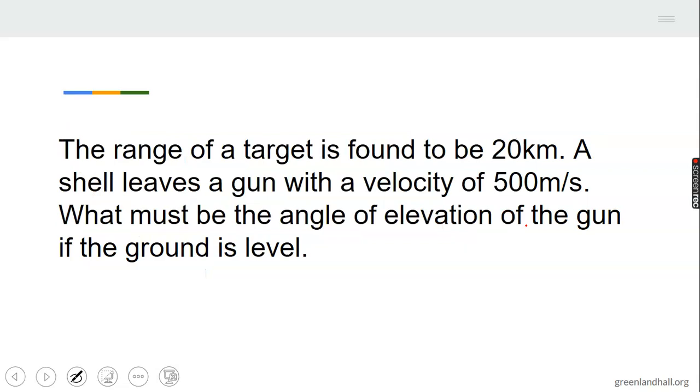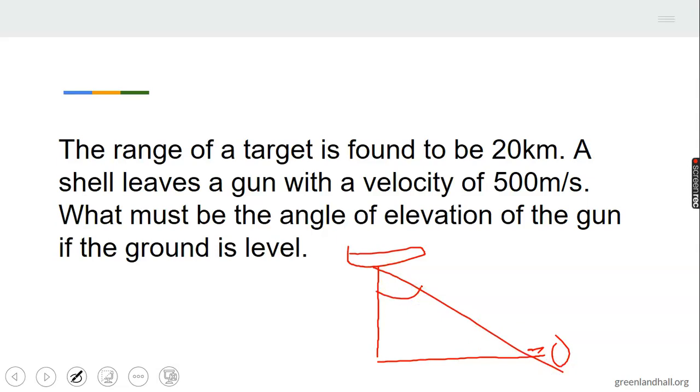Another one. The range of a target is found to be 20 kilometers. A shell leaves a gun with a velocity of 500 meters per second. What must be the angle of elevation of the gun if the ground is level? Just like a fighter jet is coming and it shoots, this is the target here. Let's say this is the vertical height, this is the horizontal distance to the target. If it shoots something here, don't forget the speed. You find the angle here, just like you find your range and height, then you find your angle. That's all. It's as simple as that.